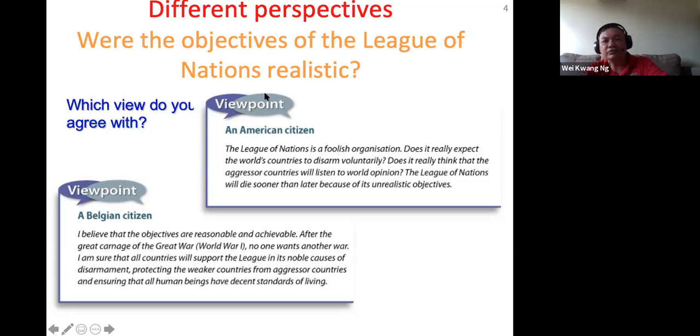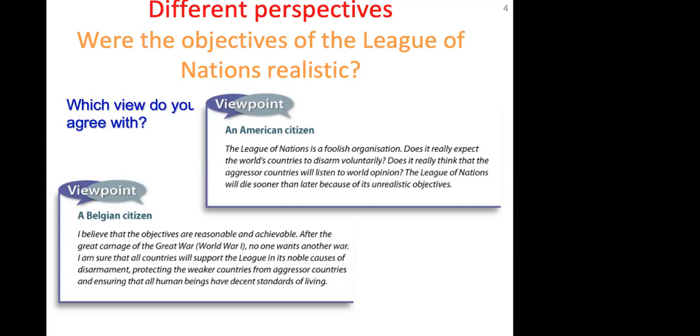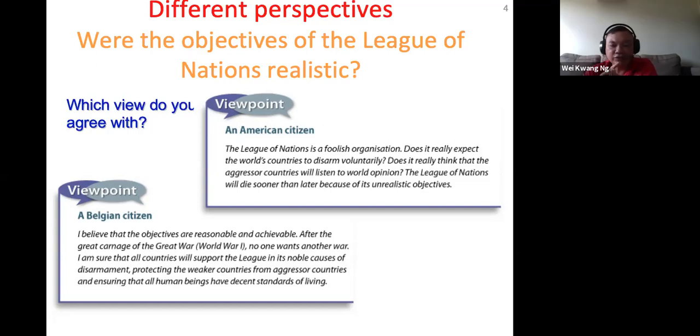Can you tell me what do you think is the viewpoint of the American? How does he view? What is his perspective about the LON? How does he feel about the LON? He views it as like a negative thing. Okay, he views it as a negative thing. Are you focusing on content or focusing on his viewpoint? Viewpoint means about how he feels, right?